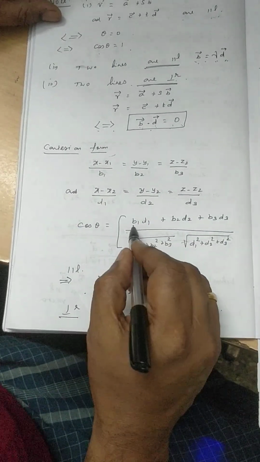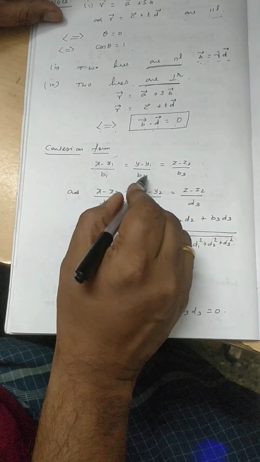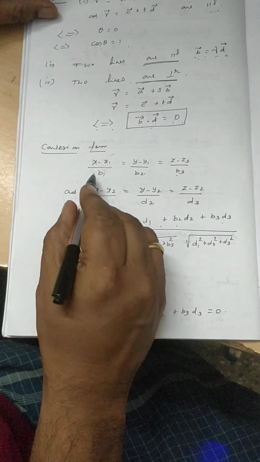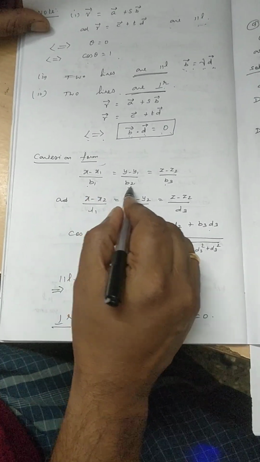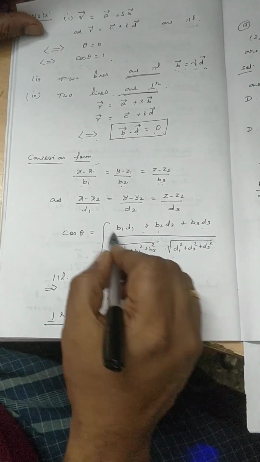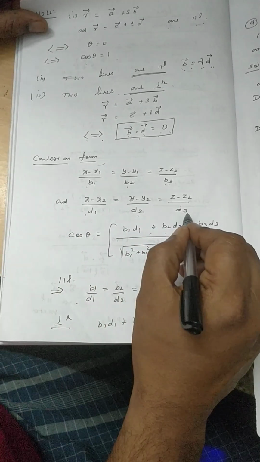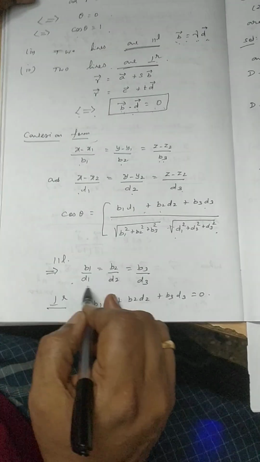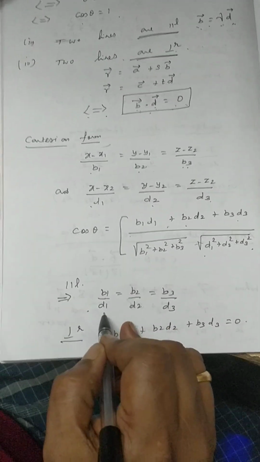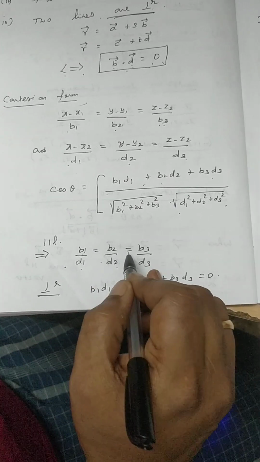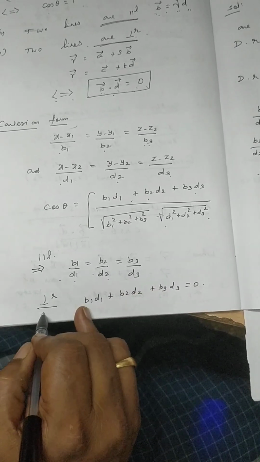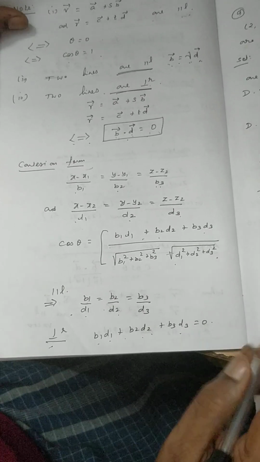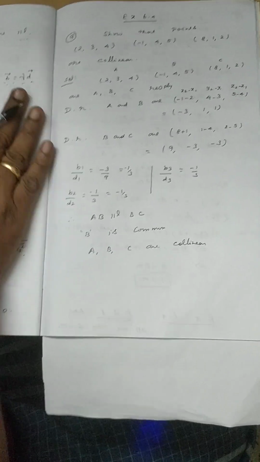In Cartesian form, cos theta is (b1 d1 plus b2 d2 plus b3 d3) divided by square root of (b1 square plus b2 square plus b3 square) into square root of (d1 square plus d2 square plus d3 square). Two lines are parallel if b1 by d1 equal to b2 by d2 equal to b3 by d3. Two lines are perpendicular if b1 d1 plus b2 d2 plus b3 d3 equal to 0.